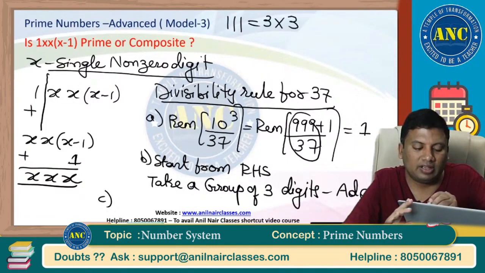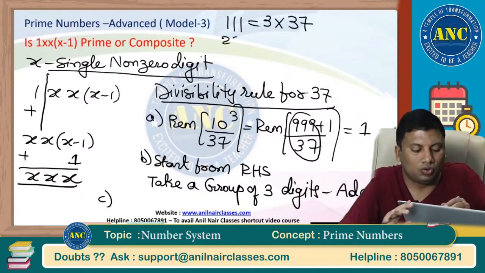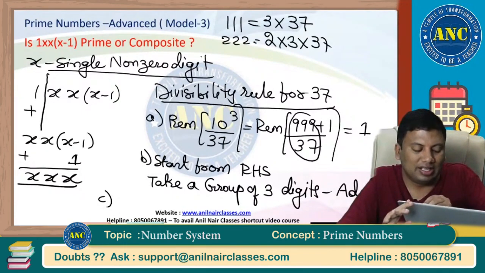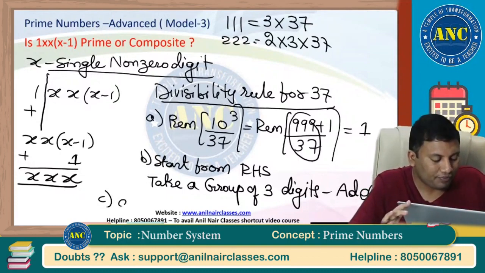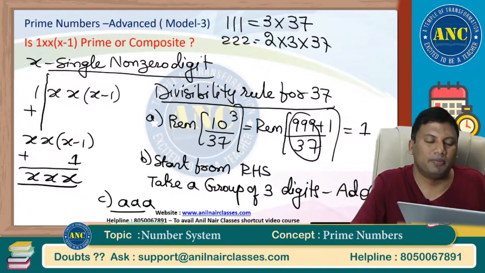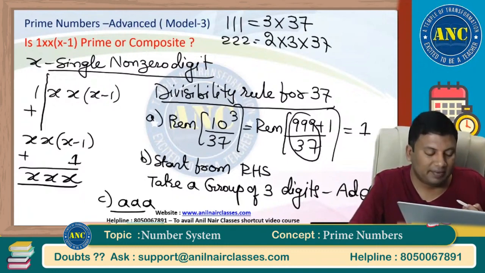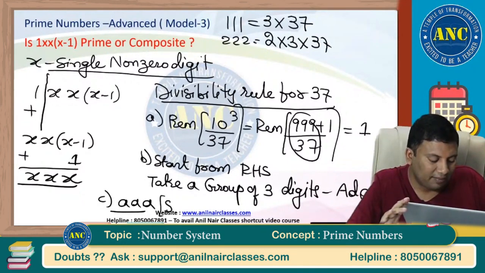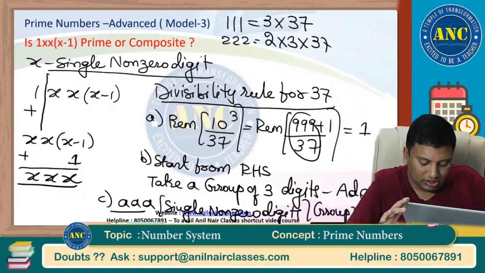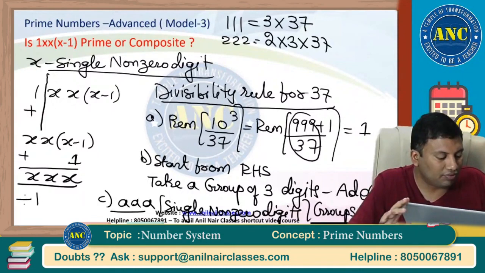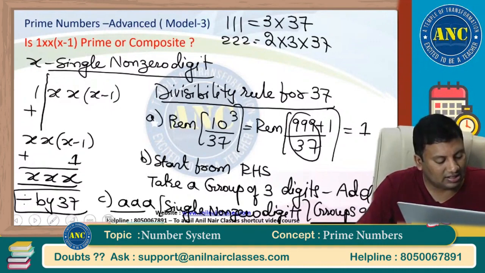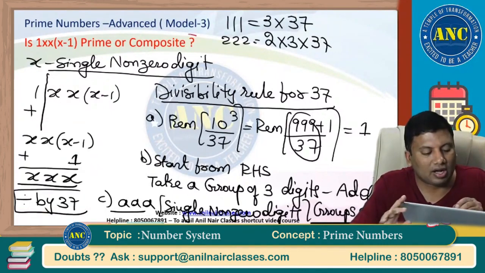Third point, suppose it is 111, x written thrice. 111 is nothing but 3 into 37. 222 is 2 into 3 into 37. Any number of the form AAA, where a single non-zero digit is written in groups of 3, is always divisible by 37. Any number divisible by 37 other than 37 itself is composite.